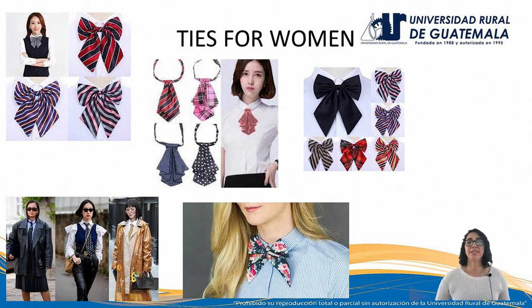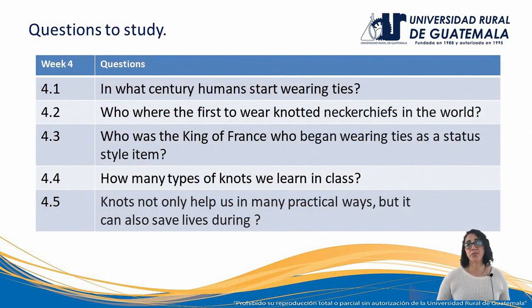We're going to learn now, in this practical part, what we have to do to wear these ties. Okay, we have these questions for this week. Remember what century humans started wearing ties, and who was the first to wear the neckerchiefs in the war. Who was the king of France who wore this as a status style? How many types of knots did we learn today? Remember how many we learned, and why it is important to learn about knots. And also we're going to get to the practical part, and we want to learn how to do all these different types of knots and all these ways of wearing a tie.